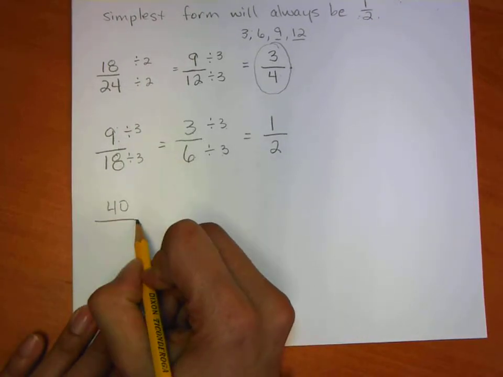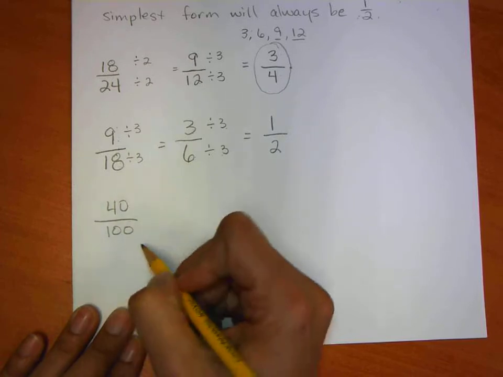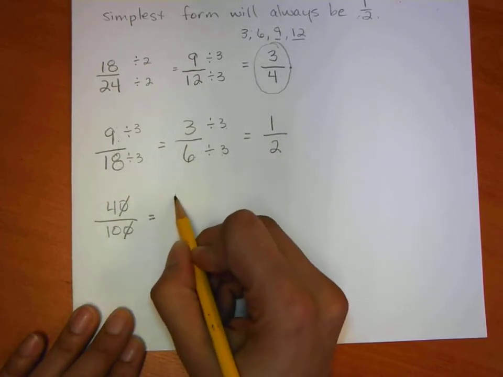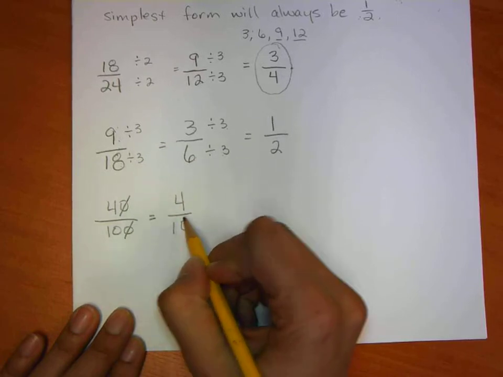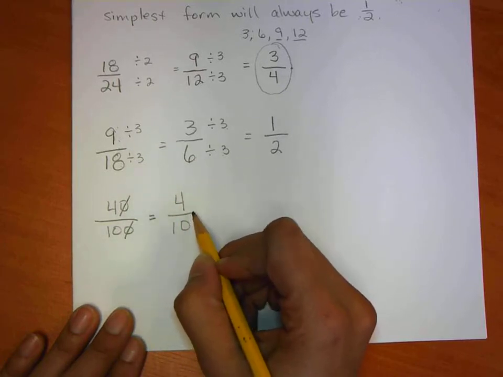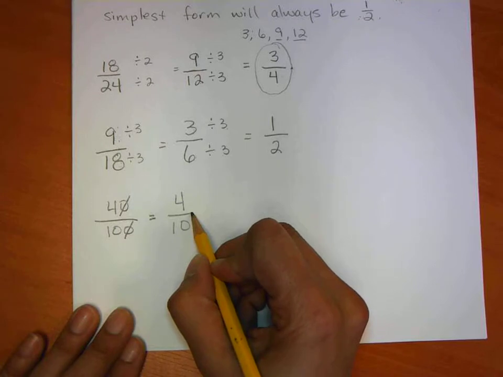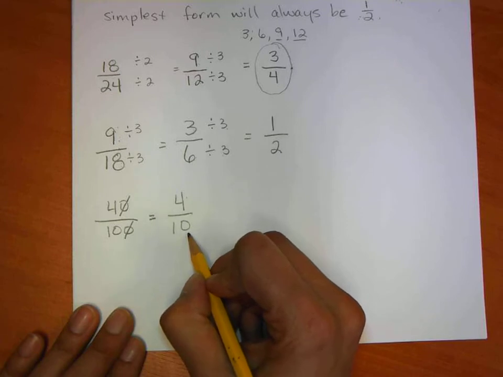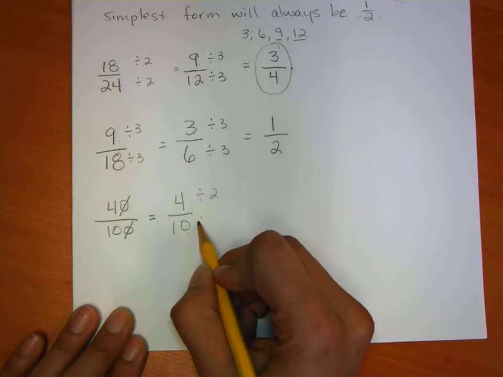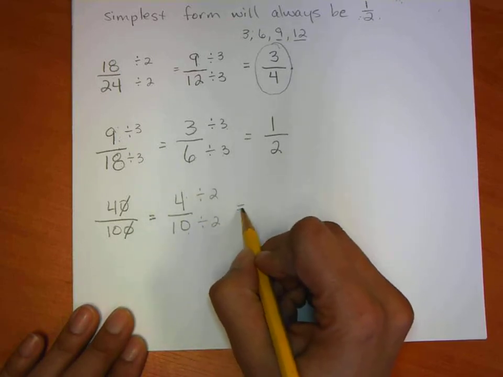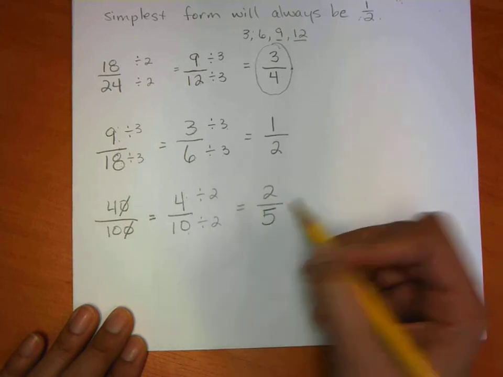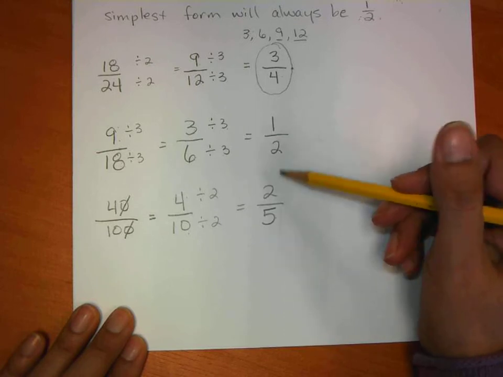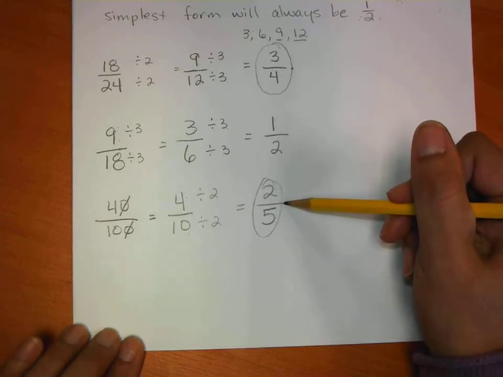40 over 100. Now, zeros are some of my favorites because all we have to do is cancel out the zeros. And we've created an equivalent fraction of 4/10. But this is not in simplest form. Again, rule 1. The top number, or the numerator, is even, and so is the denominator. I'm going to divide the top and the bottom by 2, and I get 2/5. Now, 2 and 5 don't have any common factors except for 1, so I know that 2/5 is my simplest form.